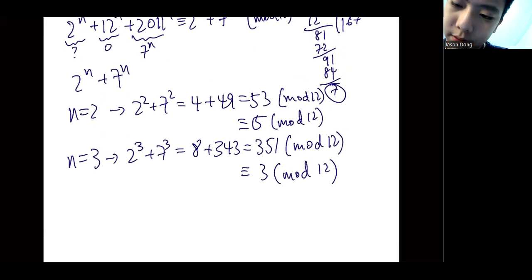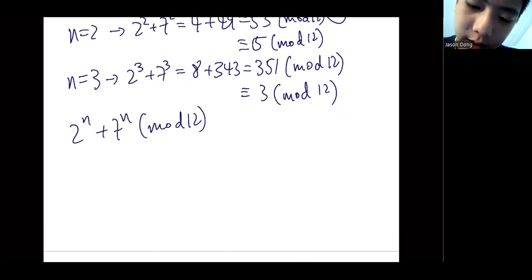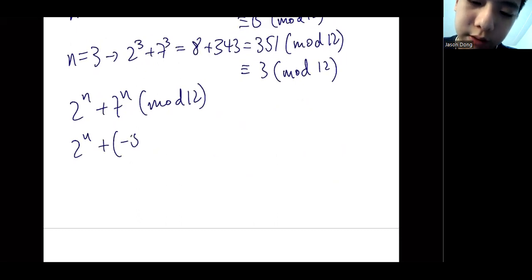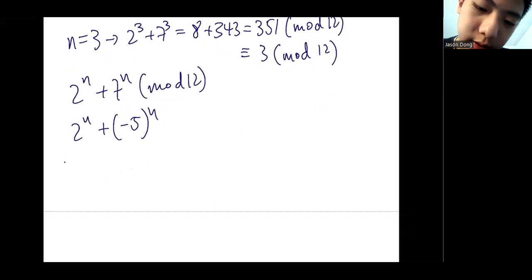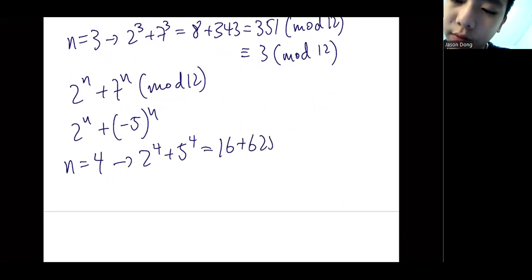Now we're getting bigger numbers. How about we simplify 2^n + 7^n mod 12 as 2^n + (-5)^n? We would have better results, because 7^n mod 12 is similar to -5, since we're subtracting 12. So let's see, when n is equal to 4, that will be 2^4 + (-5)^4, which is the same as 5^4. So that will be 16 plus 625.